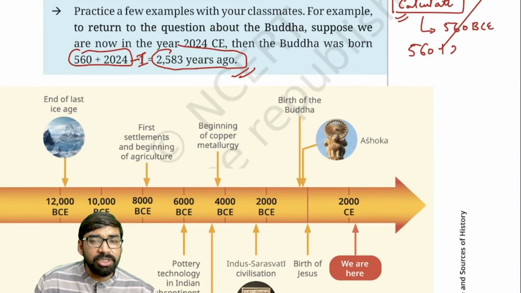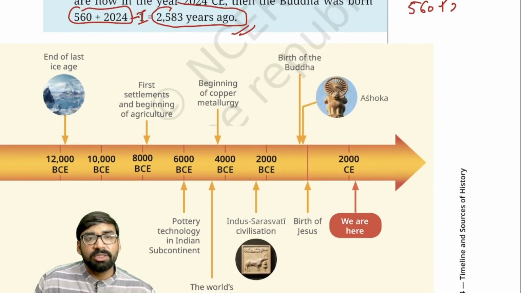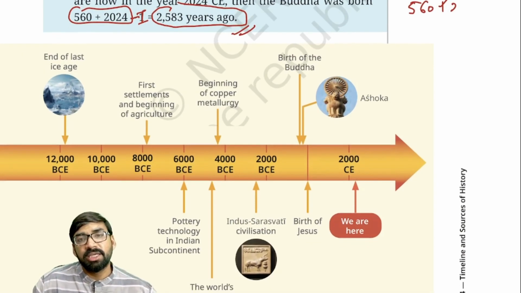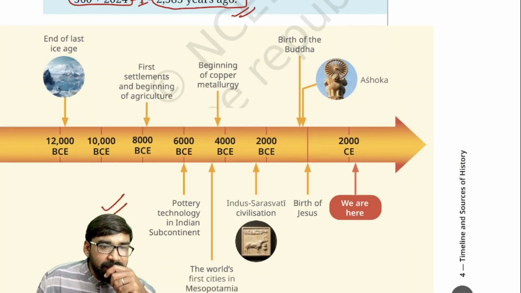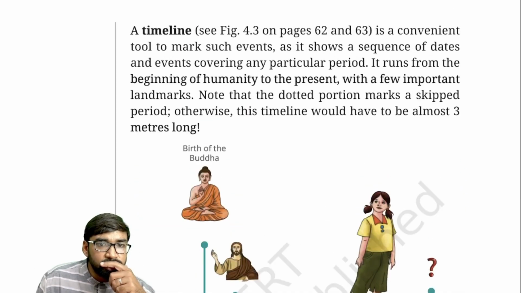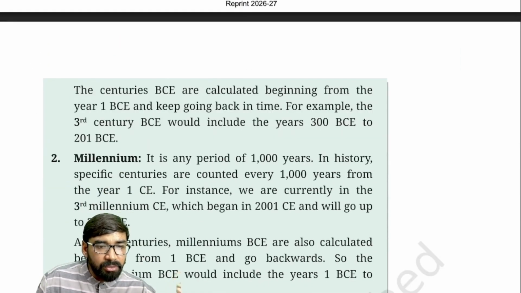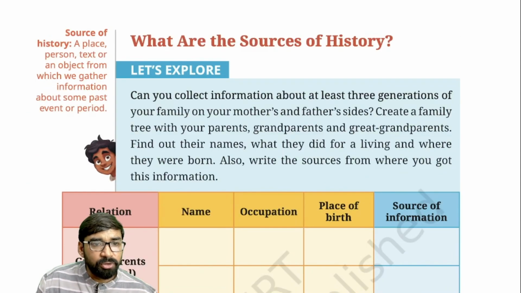Now, this timeline is also very important, and it is given in your NCERT. This is the important timeline, or chronology, for your examination. Now first of all, we need to understand the sources of history. We will discuss sources of history first, and there we will be completing all these timelines.